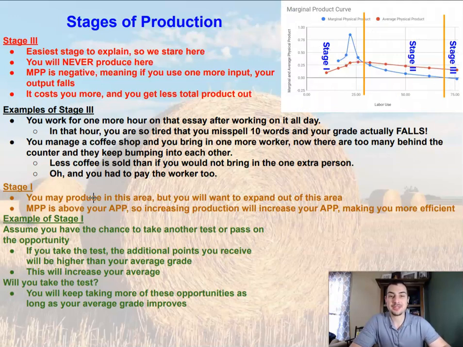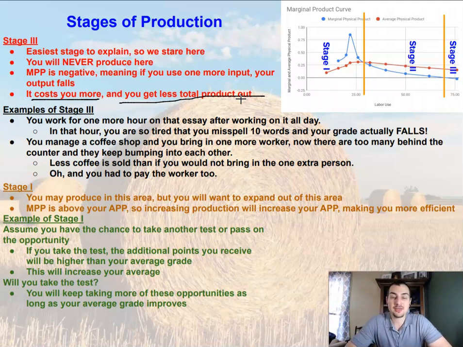So, let's start off with the easiest to explain, and that's stage 3. You are never ever going to produce in stage 3. You don't want to produce in stage 3. Why is that? Well, if marginal physical product is negative, it means that if you use one more input, your output falls. Because if you remember that whenever marginal physical product falls below 0, total output is actually falling, which means as we increase the number of inputs, total output actually falls. So essentially what it's going to do is it's going to cost you more and you get less total product.